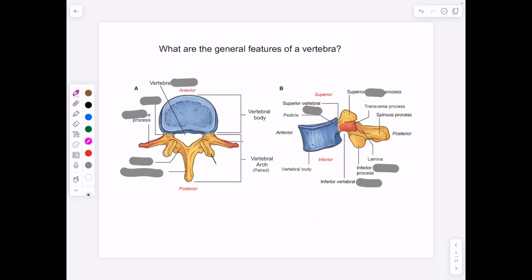All right, what are the general features of the vertebra? So we have the vertebral foramen, which is this hole in the center that the spinal cord goes through. We have the pedicles. We have the transverse processes, these parts that come out like that. We have the lamina. And then we have the spinous process, which protects the spinal cord posteriorly.